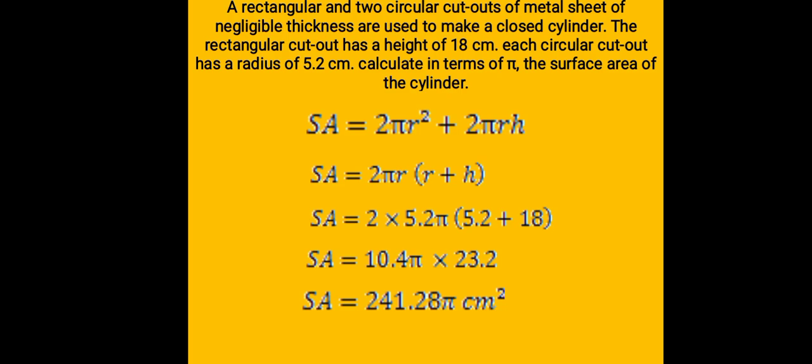Now the surface area of the cylinder, we take it as 2 pi r squared plus 2 pi r h. Simplifying our formula because pi r is common, we shall have 2 pi r into r plus h. Now equating those values there and simplifying, we get that our surface area is 241.28 pi centimeter squared, because we have to leave our answers in form of pi.